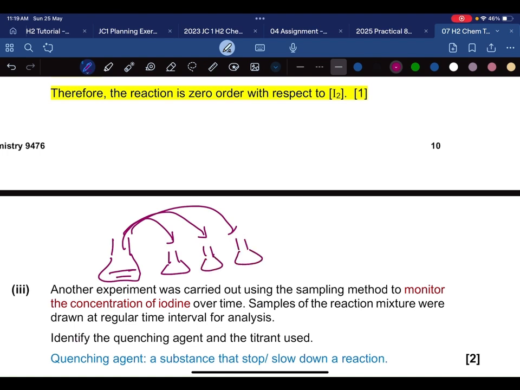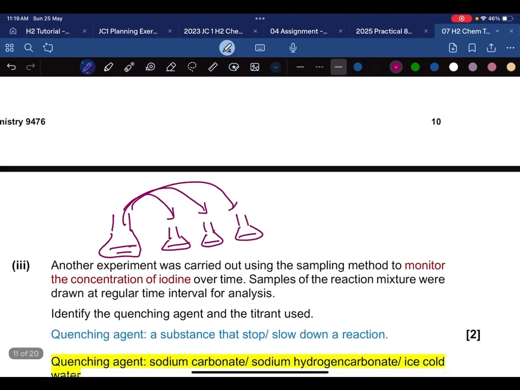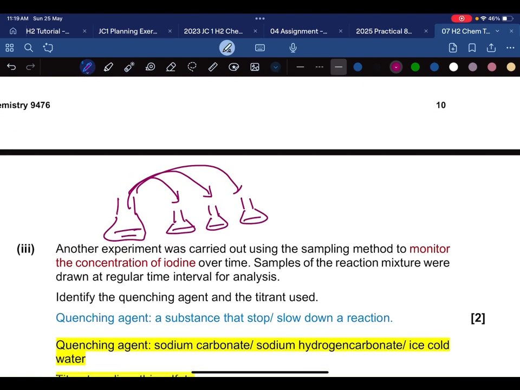When you draw out the sample, it's important that you quench the mixture samples so that the reaction freezes at that moment in time, so that when you do a titration, it will accurately reflect the concentration of iodine at the point of sampling. So you will need a quenching agent to stop or slow down the reaction. What will be a suitable quenching agent?